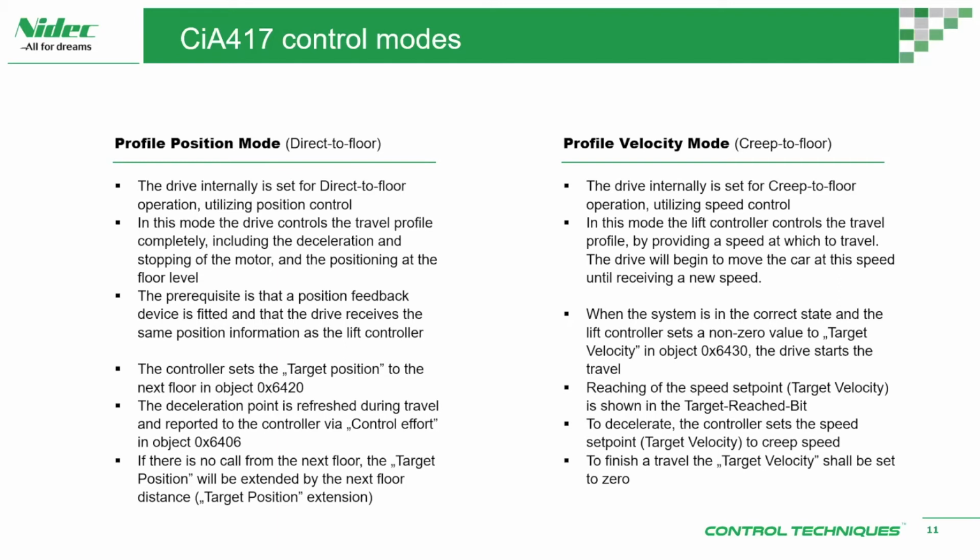When the system is in the correct state, so it's allowed to operate, the lift controller sets a non-zero value to target velocity in object 6430, and the drive starts the travel. After reaching the speed set point, so the target velocity, this is shown in the target reached bit by setting the target reached bit. To decelerate, the controller sets the speed set point to a creep speed, and then to finish the travel, the target velocity shall be set back to 0.